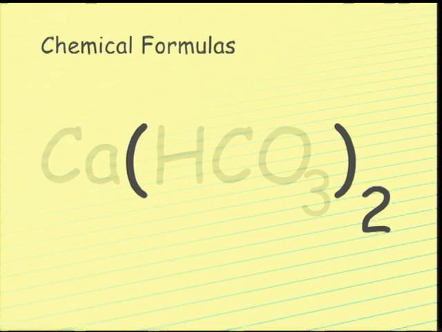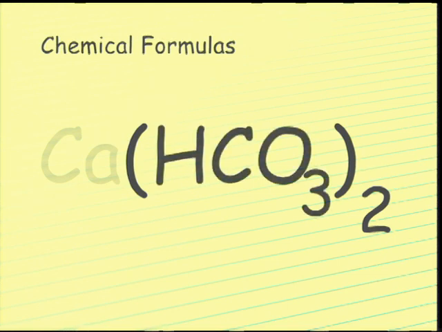The parentheses indicate that a group of atoms is bonded together into a unit and is acting as a single atom or ion. These are called radicals. This formula indicates that 1 calcium atom has reacted with 2 bicarbonate ions.